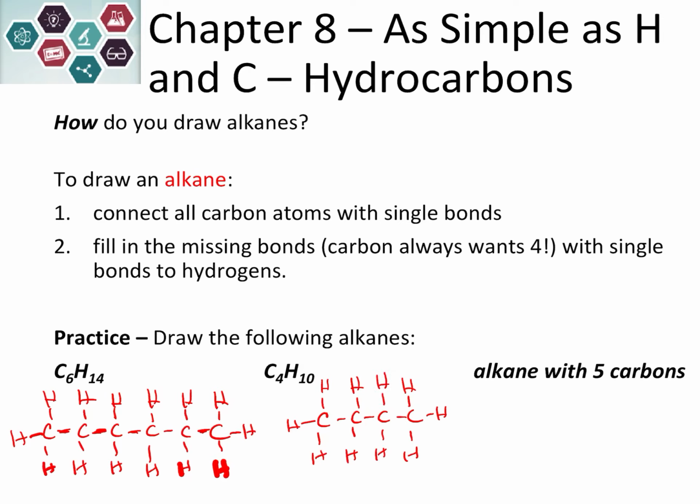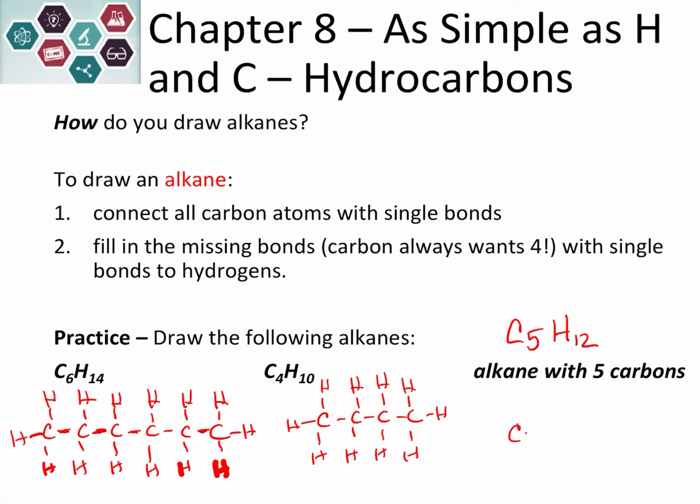So pause your video and see if you can draw the alkane with 5 carbons. Notice here we're not even giving you the number of hydrogens. You don't need it, just make sure carbon has 4 bonds. The other thing you can do is remember you have your 2n+2 rule, so that means your structure should have 12 hydrogens. So go ahead and pause and draw that structure.